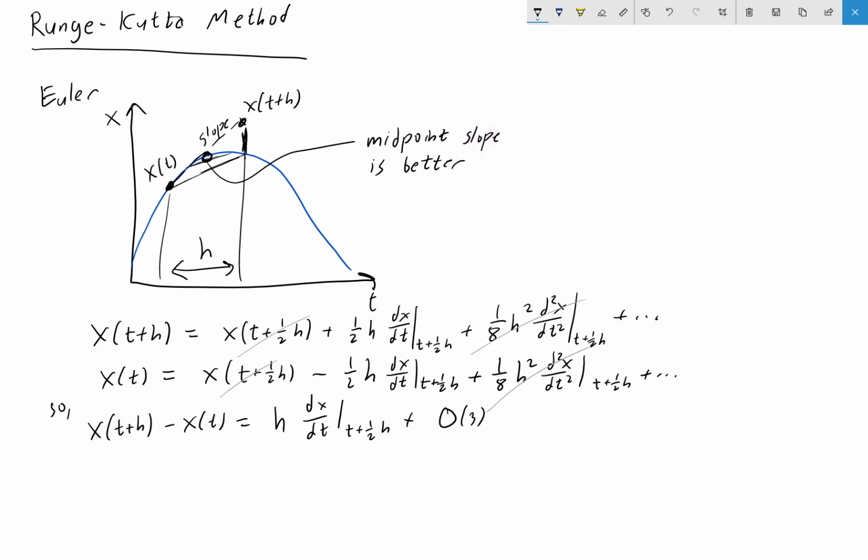And if we look at this and rewrite it, this is saying that x at t plus h is equal to x at t, going forward using the slope at the midpoint instead of the slope at the starting point. That's exactly what I sketched up above with Euler's method. So up here, this picture is the same thing as this statement down here.